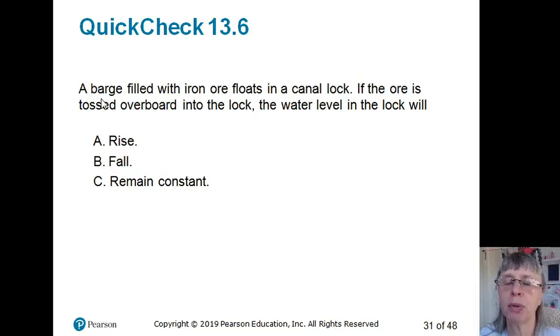This one's kind of tricky. You have a canoe-like barge, and it's filled with iron ore, and it's floating. If some of the ore gets spilled or thrown overboard into the water, will the water level rise or fall? This is in a canal lock. We don't have these in North Carolina, but it's like a bathtub where they can control the water level. The ship will go into the bathtub, and then they will add water or take away water so that the boat can be raised or lowered.